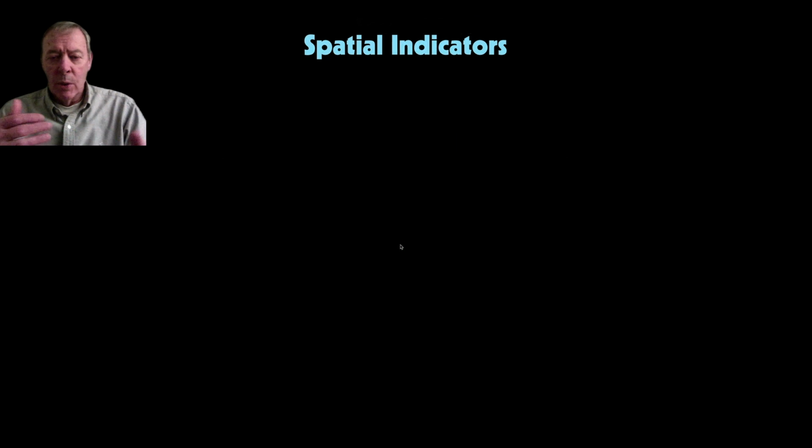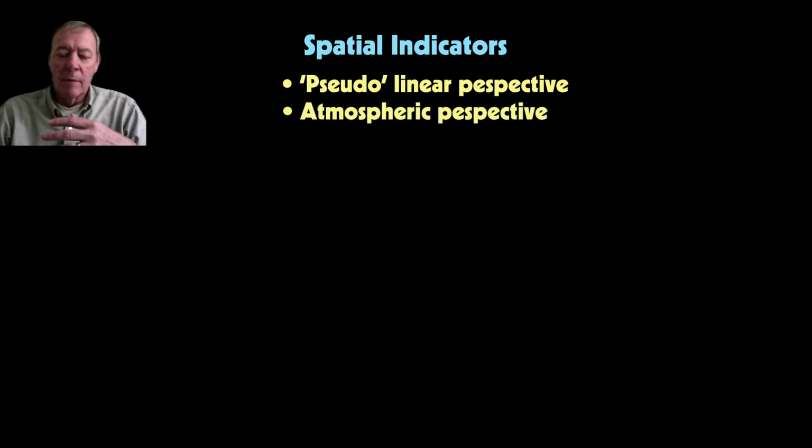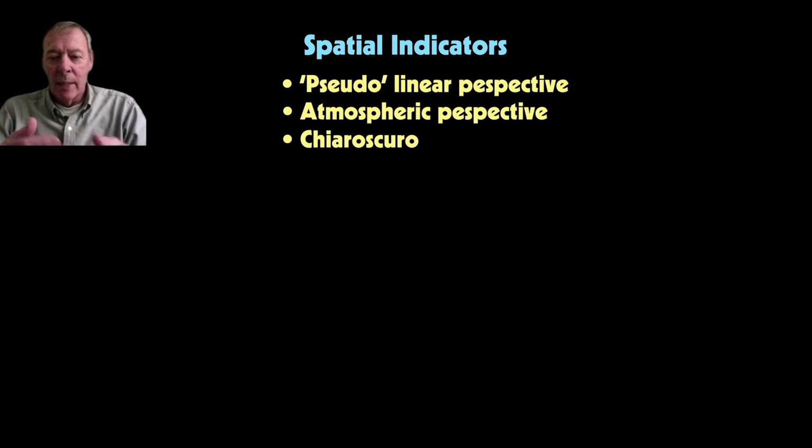In order to be able to achieve this, Roman painters had to come up with ways of using spatial indicators to indicate a sense of depth. One of them is what we today call pseudo-linear perspective. I'll show you an example of this in just a second. Another one is the use of atmospheric perspective. And a third is the use of chiaroscuro. Now spatial indicators are methods or gimmicks by which an artist tries to indicate the sense of depth between you and distant objects, instead of just having a flat surface with flat images on that surface.